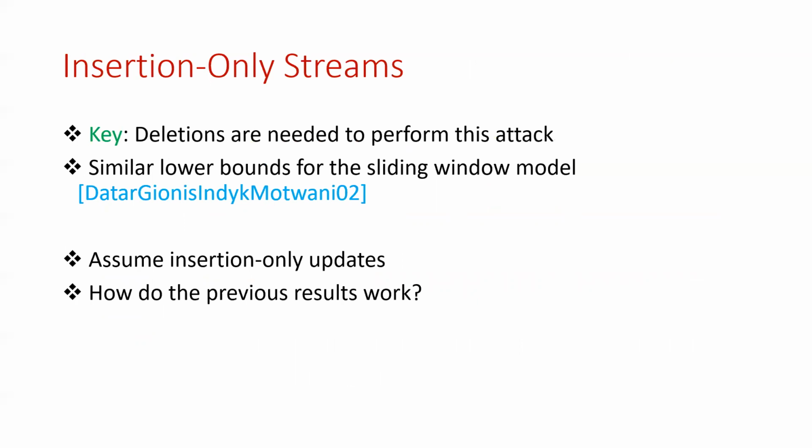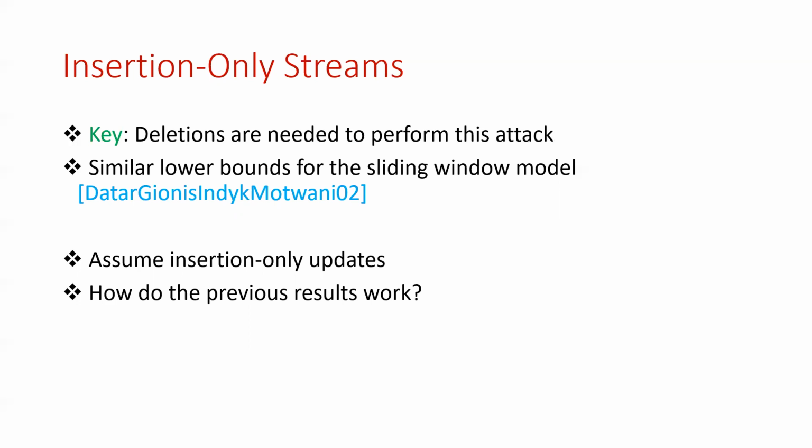Obviously, there's been previous work on these adversarially robust streams. So what did they do? Well, the key is that in the insertion-only model, deletions are needed to perform this attack, and deletions cannot be done in the insertion-only model. And similar lower bounds are known for the sliding window model, in which if you allow deletions, then the model requires linear space. So for both these models, we'll assume insertion-only updates for the rest of the talk.